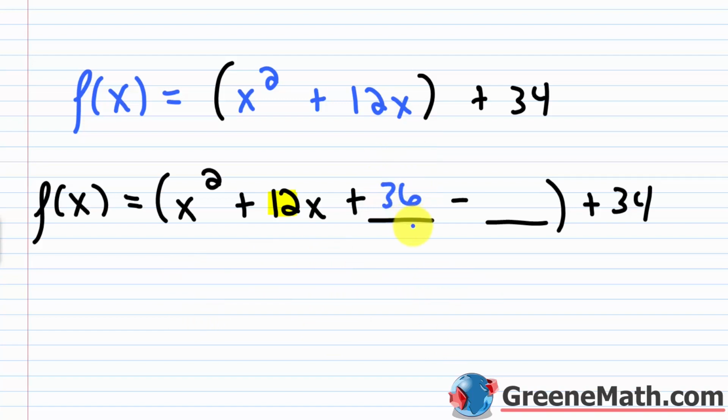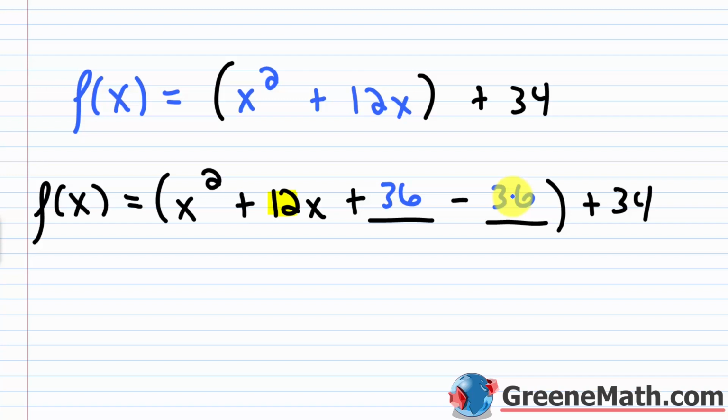But I can't just do that. Normally, I would add 36 to both sides to make that legal. But in this case, I want this f of x over here on the left. I don't want to mess with that. So what I'm going to do is subtract 36 as well. So 36 minus 36 is 0. I haven't changed anything mathematically. I can always add 0 to something. It's not going to change anything.